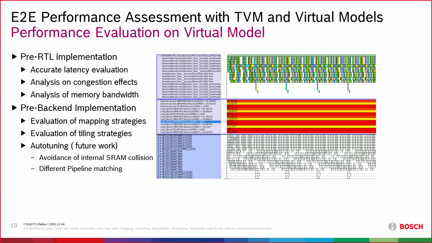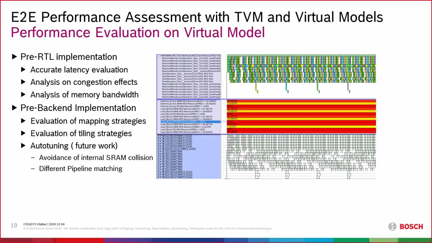And when seeing this, the advantages are probably pretty clear. When doing performance evaluation on such a virtual model, it is possible prior to RTL implementation to give really accurate estimations about latency. So how long does my neural network take to be executed on a specific configuration of the embedded accelerator? Are there any congestion effects? And how much memory bandwidth is required? With regard to software, it is not necessary to implement a full compiler backend. So we can evaluate mapping strategies or tiling strategies here on the virtual model and implement only those for the backend that we found to be successful and which are efficient.